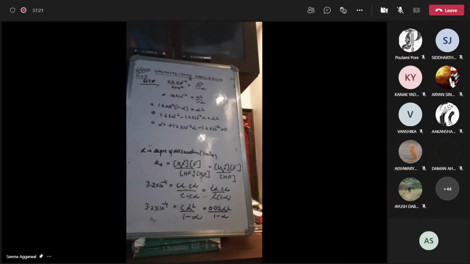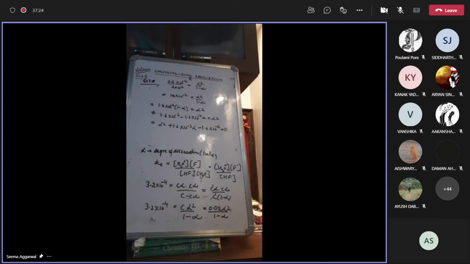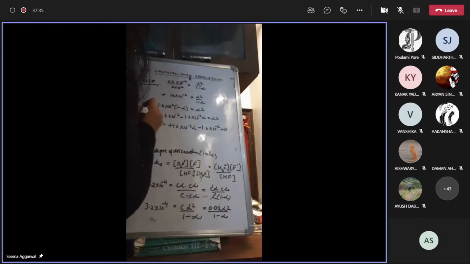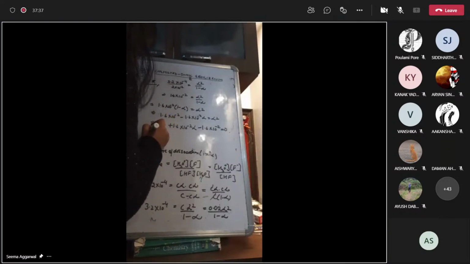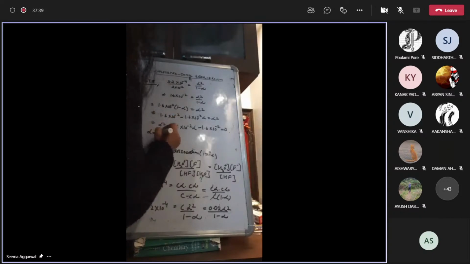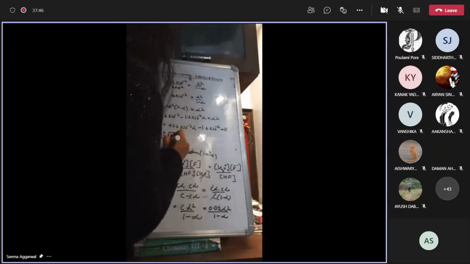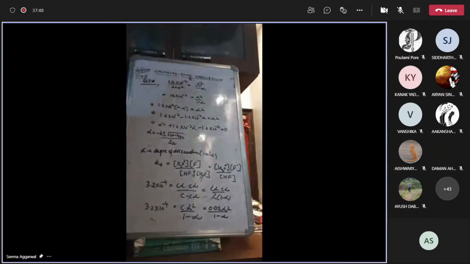Now this is a quadratic equation and we have to solve it. For solving the quadratic equation, the roots are x equal to minus b plus minus root d, where root d means b square minus 4ac, upon 2a. This is the formula for calculating the roots. Yes or no? Yes, ma'am. Okay.